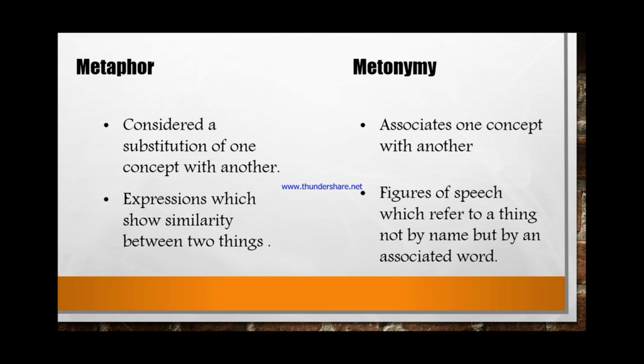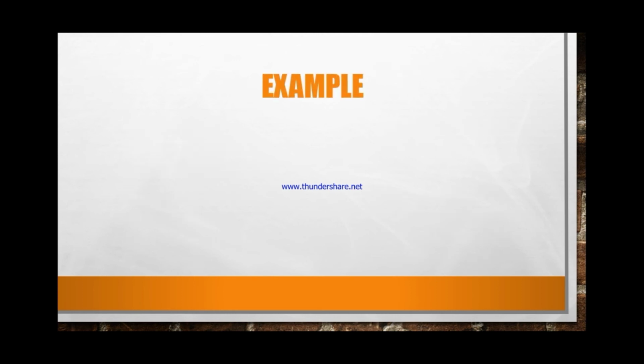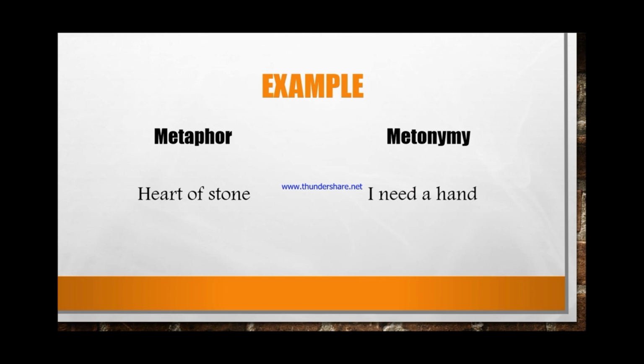Take a look at this example. In metaphor, heart of stone. This is an expression that refers to a person who is cold-hearted, insensitive. Heart is compared to a stone but without using a word like or as to express it. In metonymy, I need a hand. The word hand means help. There is a deep meaning in terms of metonymy.